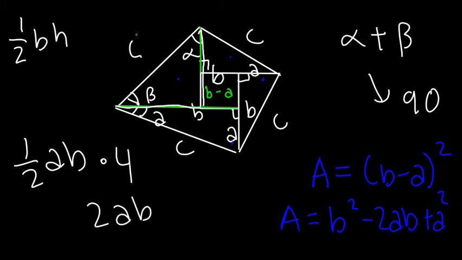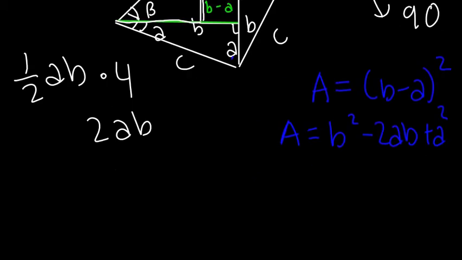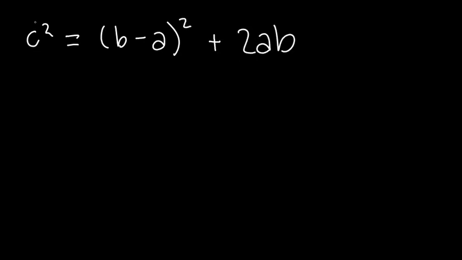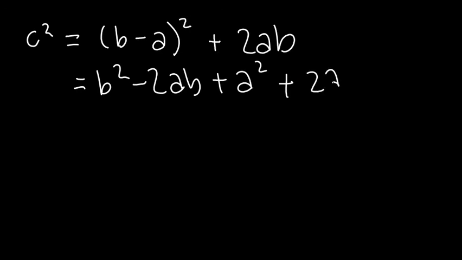And so we get that c squared, which is the big square, is equal to the area of the small square, which is b minus a squared, and because we have those four right triangles, which together have a value of 2ab, so this is the value of c squared. And if we were to expand this once again, this is b squared minus 2ab plus a squared plus 2ab is equal to c squared.